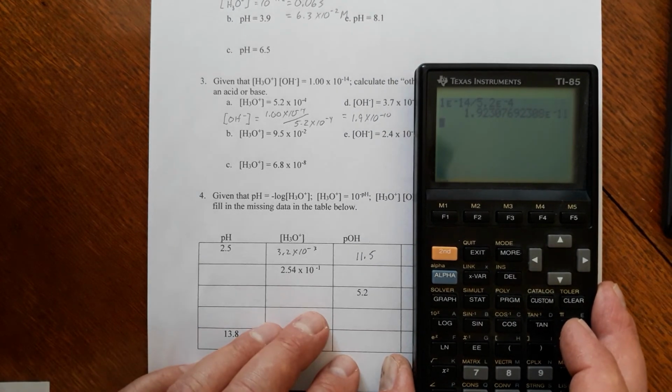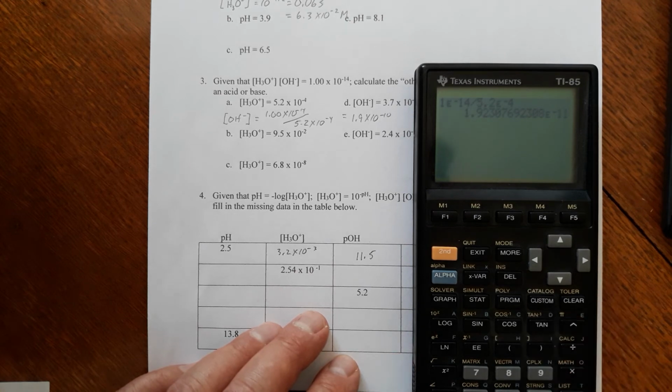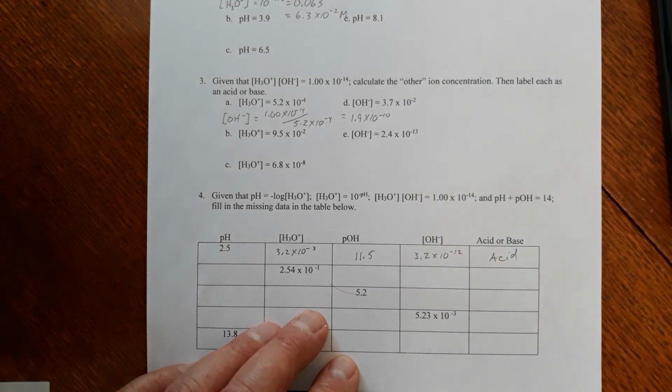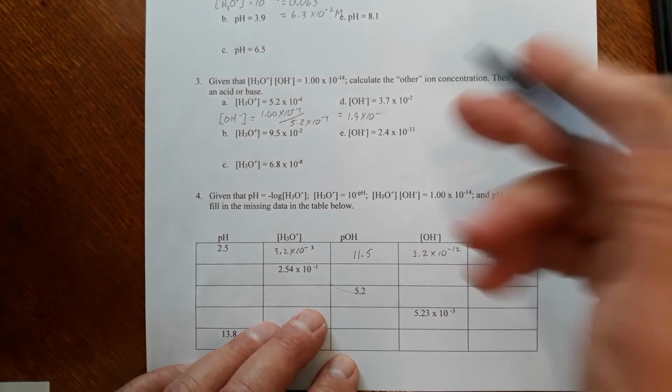1.9 times 10 to the negative 11th. Oops. So that answer's wrong.